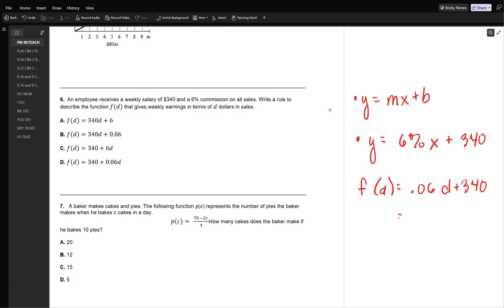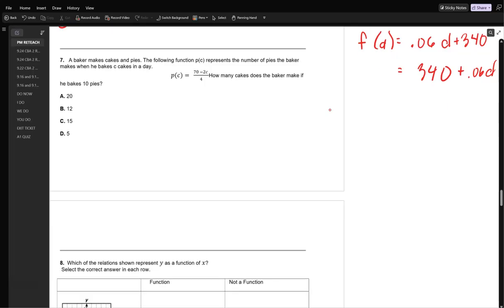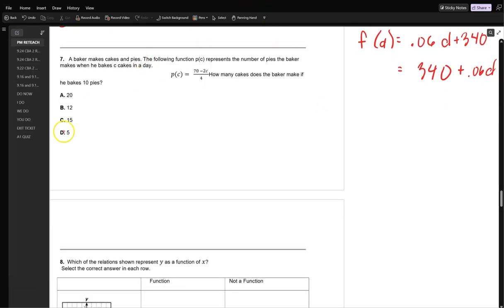And if you want it to be safe, once again, we can change these two terms. 6%, remember to move the decimal 2 places over. We have our correct answer choice. Alright, let's move on to 7. Okay.